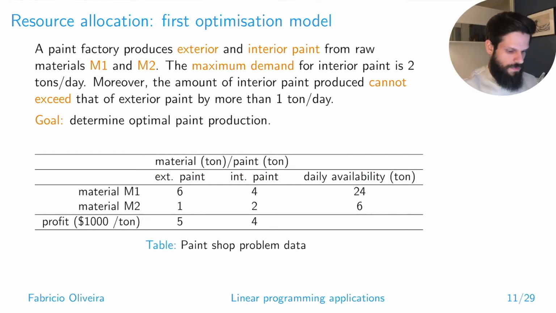All right, so let's have a look at a numerical example of this resource allocation model. We're looking into this paint factory that makes exterior and interior paint and uses these raw materials M1 and M2. It has a maximum demand for interior paint, and moreover, the amount of interior paint produced cannot exceed that of exterior paint by 1 ton per day.